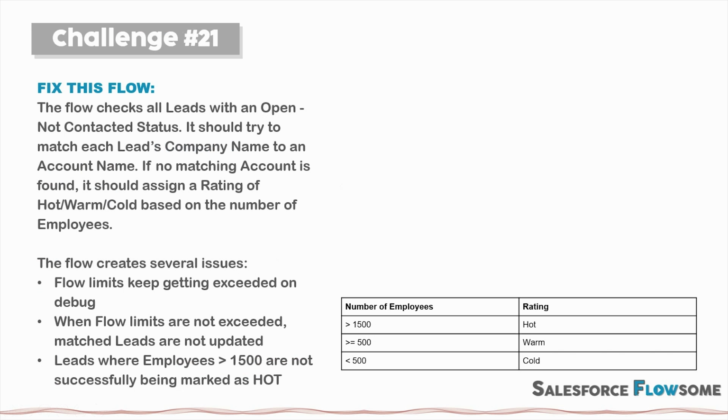The flow checks all the leads with the open status, and it should try to match each lead's company name to an account name. And if no matching is returned, it should assign a rating of hot, warm, cold based on the number of employees field. And right now, the flow is creating several issues. So first is the limits keep getting hit. Second is when the flow limits are not hit, the leads are not updated correctly either. Most specifically is the leads with more than 1,500 employees are not updated as hot.